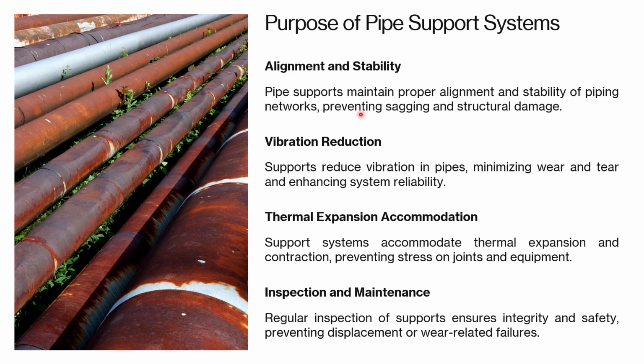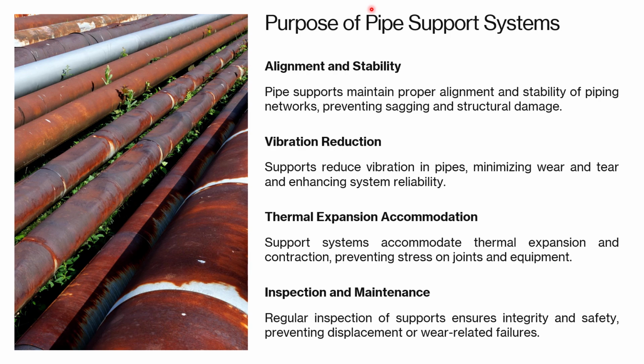So again, pipe supports are like the legs of a body. Pipe supports are designed to maintain the alignment and stability of the network. If you don't give the pipe supports at designated locations, your pipe will sag, and not only will it sag, it will move, or it will have vibrations. So to reduce the sagging, to reduce vibrations, or to accommodate thermal expansion and contraction, proper support placement is very important. You should be aware of it.